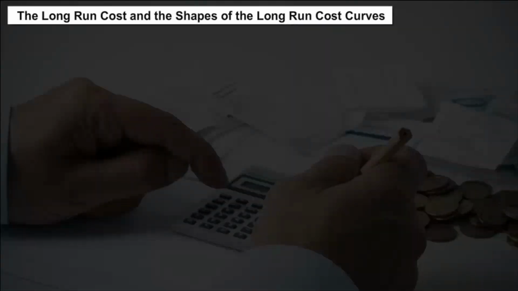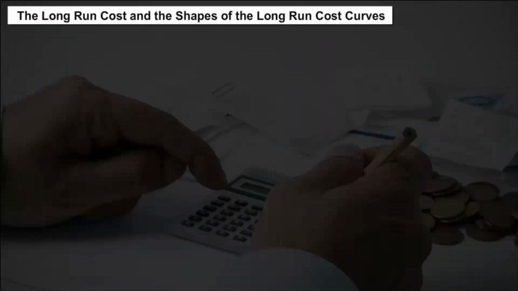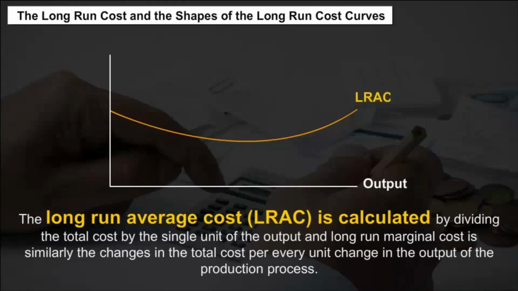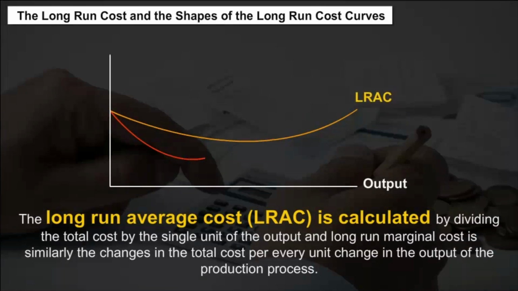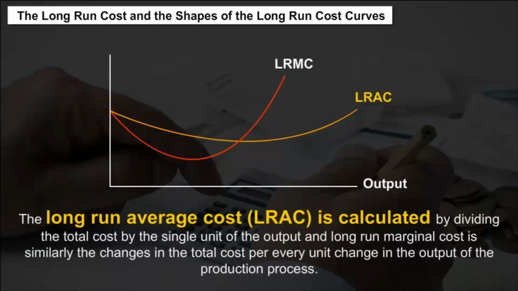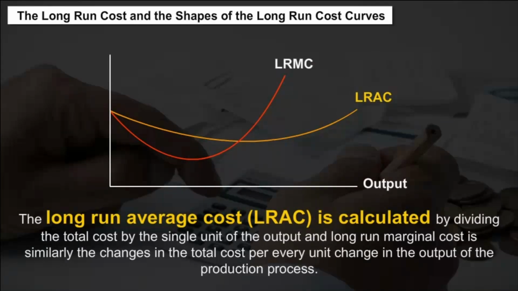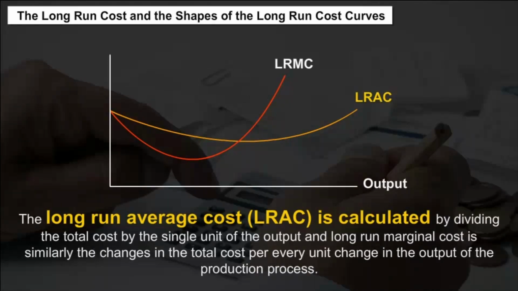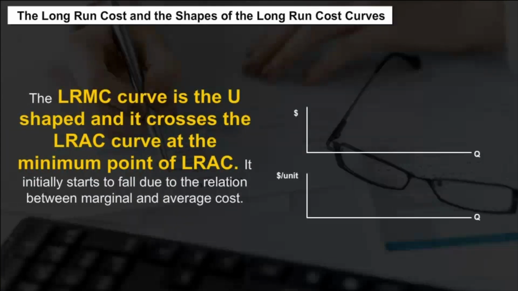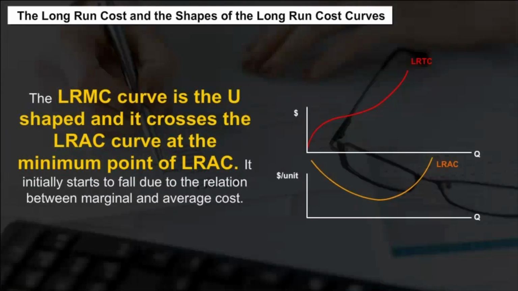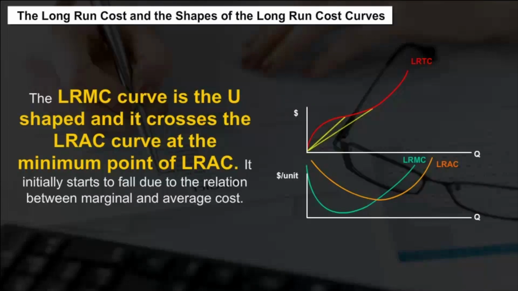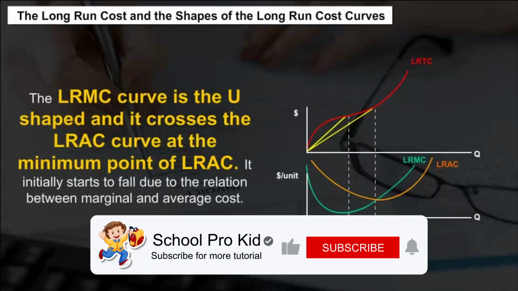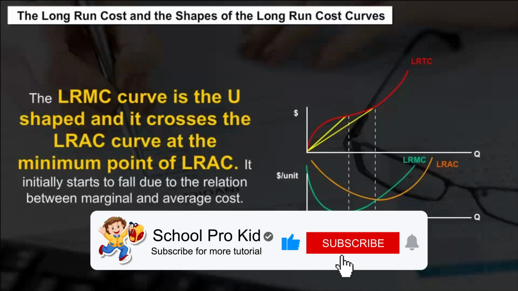The long-run cost and the shapes of the long-run cost curves. The long-run average cost, LRAC, is calculated by dividing the total cost by the single unit of the output, and long-run marginal cost is the change in the total cost per unit change in the output of the production process. The LRMC curve is U-shaped and it crosses the LRAC curve at the minimum point of LRAC. It initially starts to fall due to the relation between marginal and average cost.